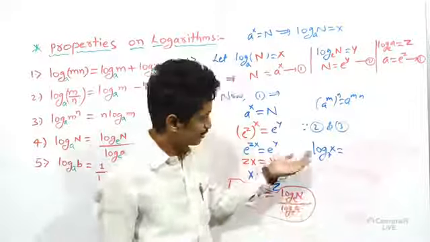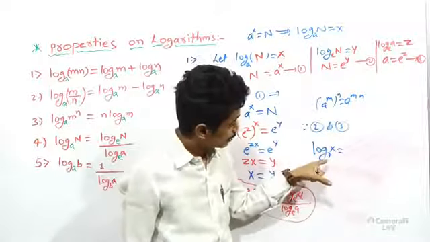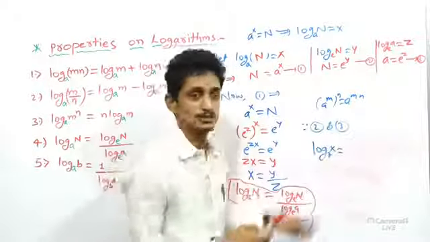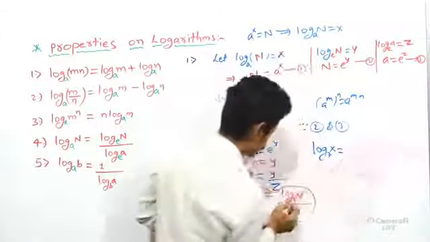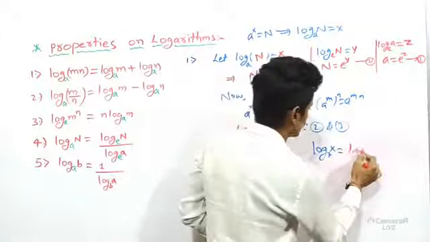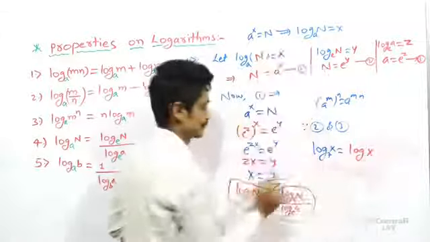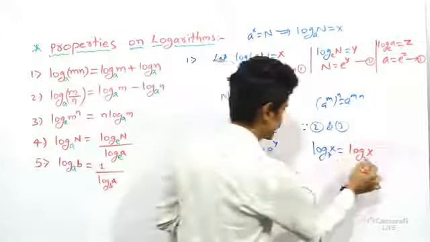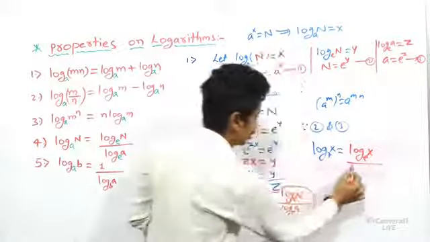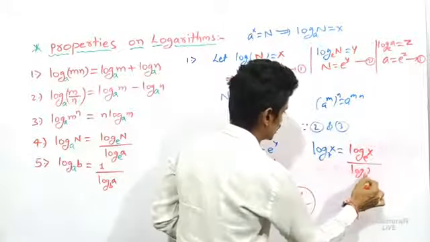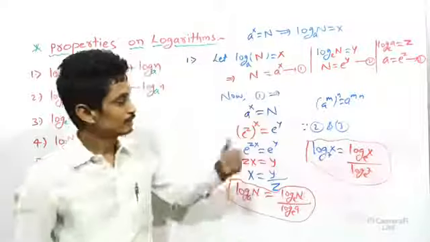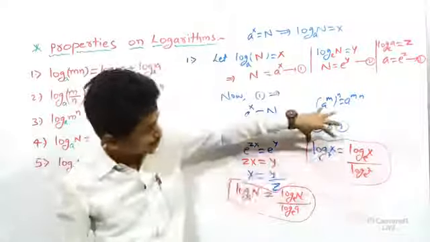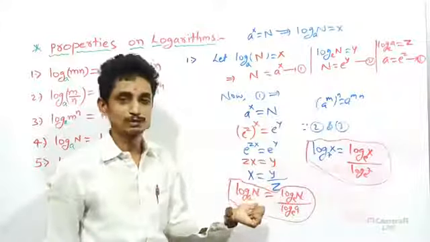That's why we require the base e. How do we split it? Applying this rule, we write log of the number x to the base e divided by log of that base number, that is 7 to the base e. Like this we can separate. Wherever you need to separate like this, apply this formula.